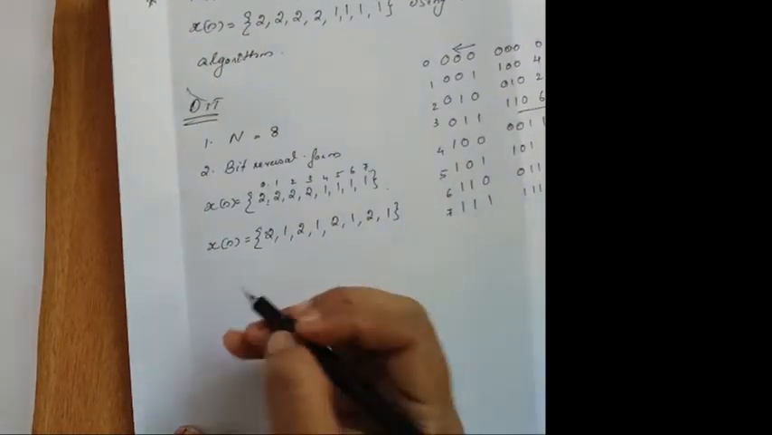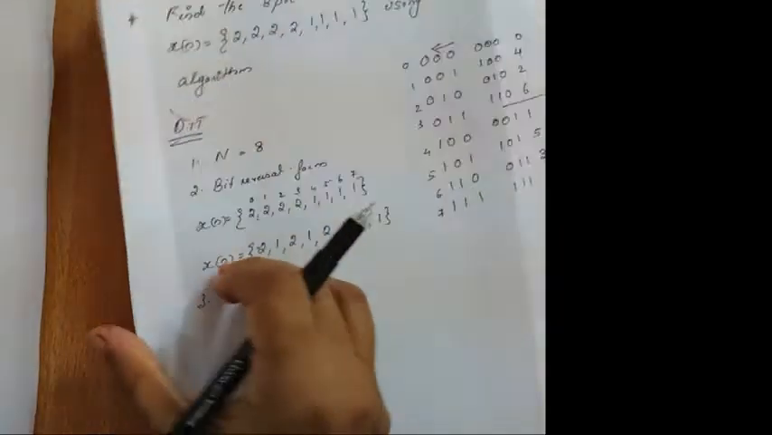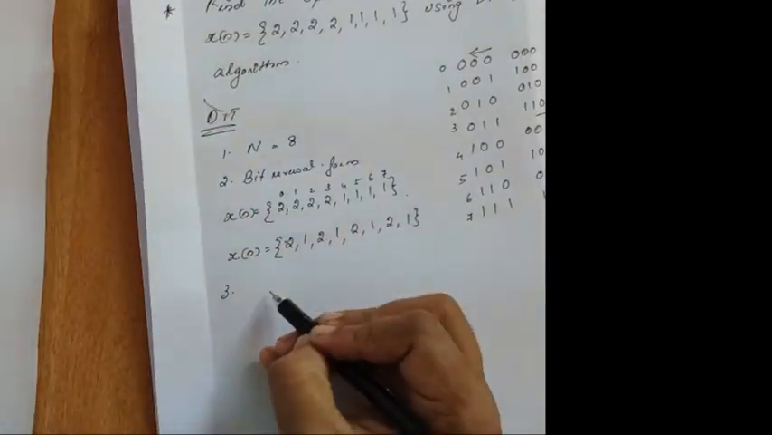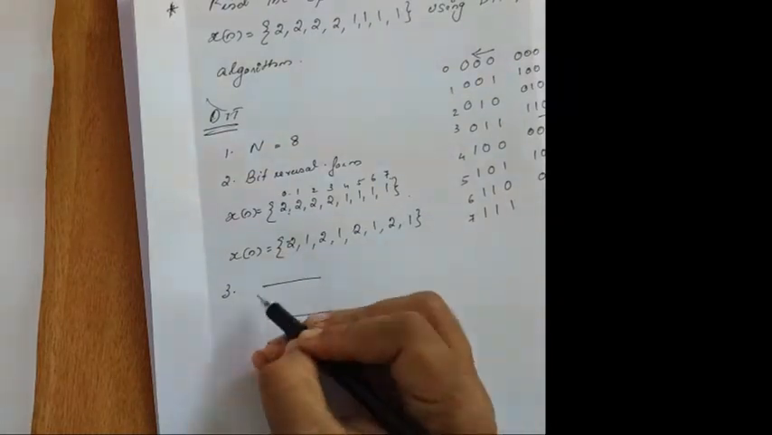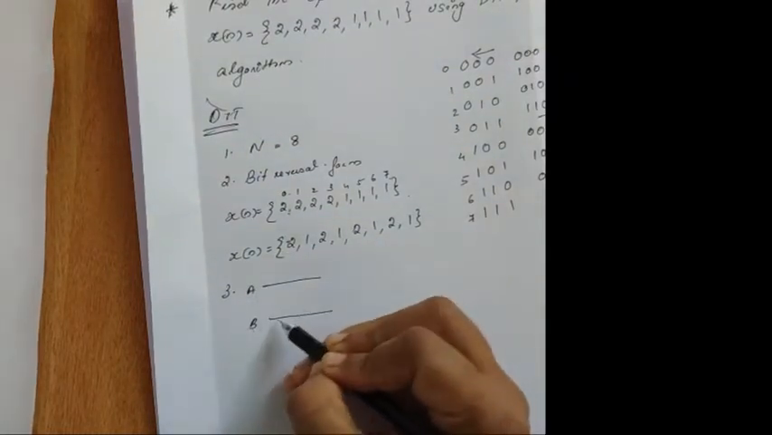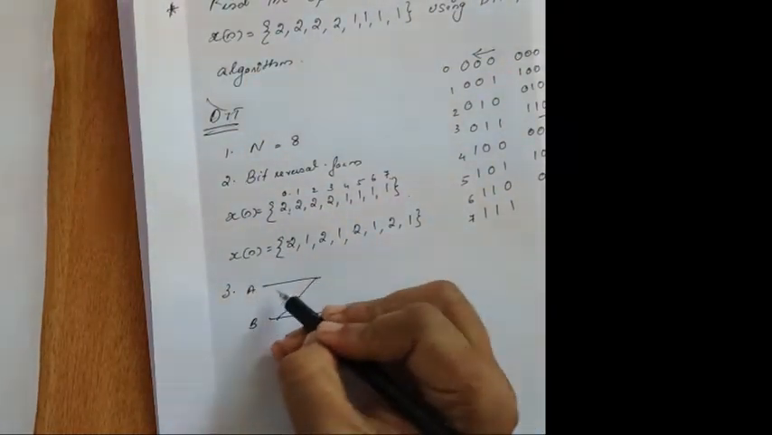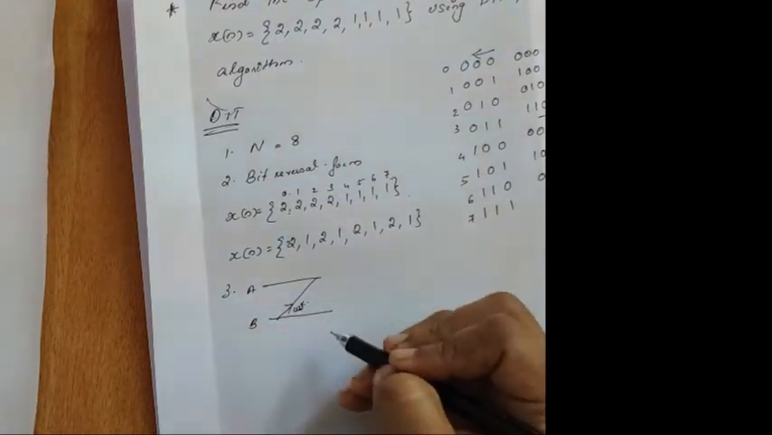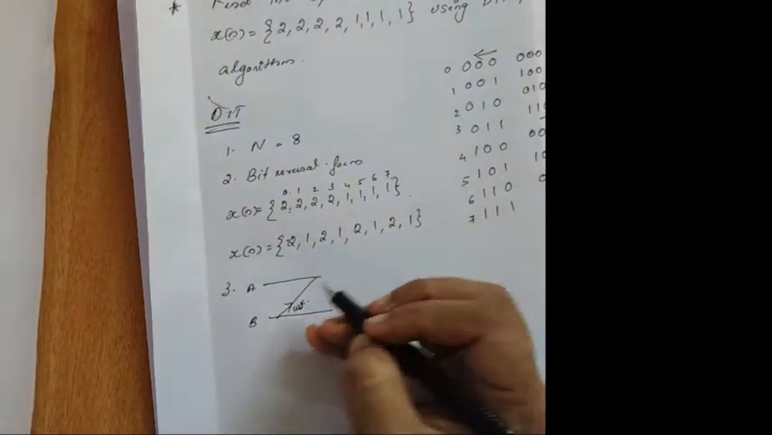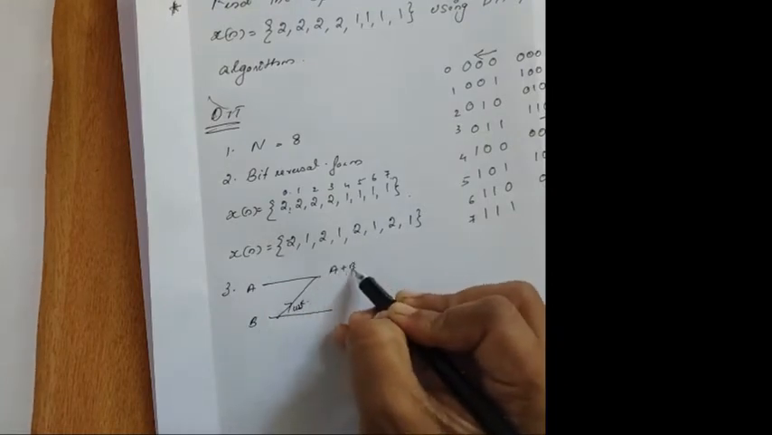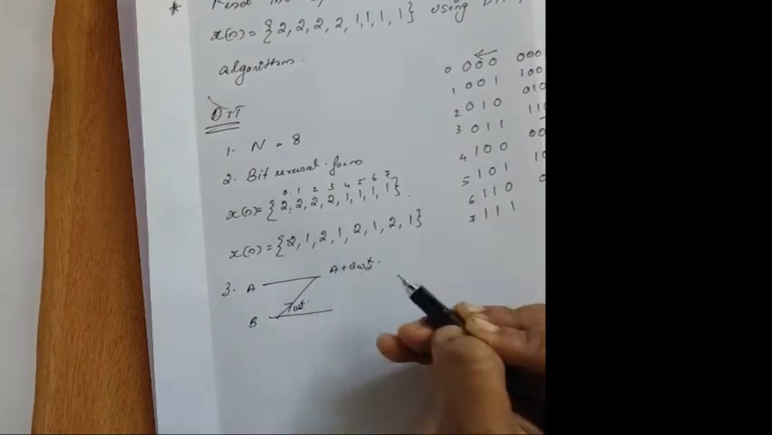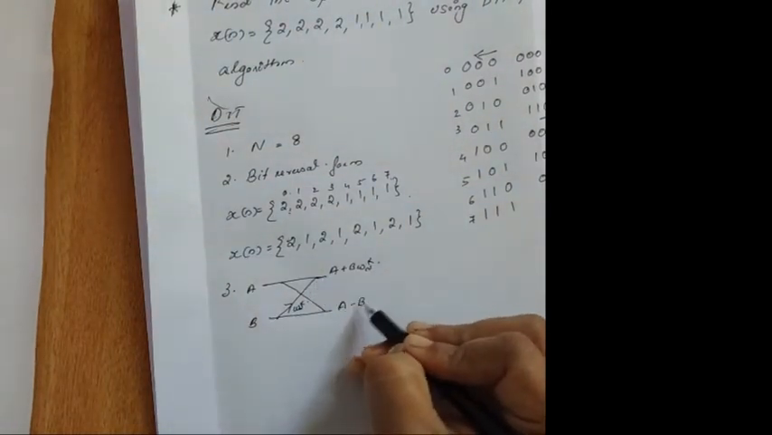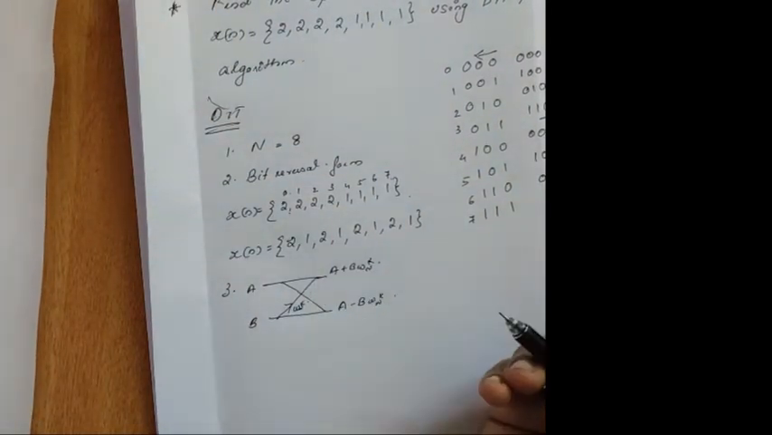Third step, you know the basic operation. When you are writing your basic operation each and every time, you will be able to understand more. Upper limit, you have a twiddle factor over here. Each and every term should be multiplied using a twiddle factor. So the upper limit is a plus b into twiddle factor, and the lower limit is a minus b into twiddle factor.